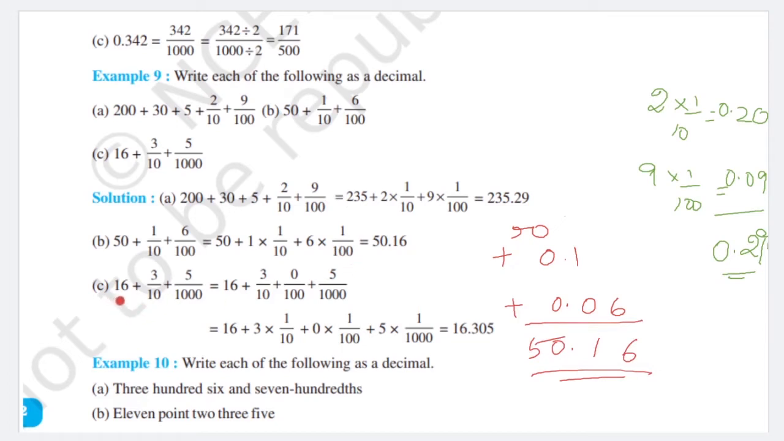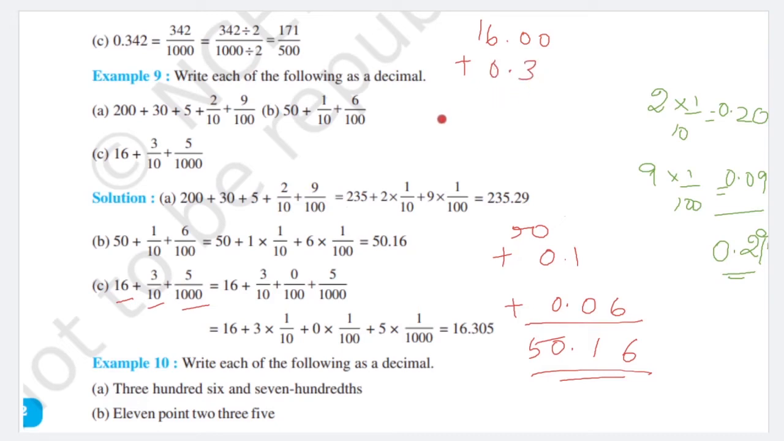The next one will be 16 + 3 by 10 + 5 by 1000. Okay, so how will you write this? 16 plus 3 by 10 means 0.3. So the point will always come after the ones place. So it is here. You can write zeros here.